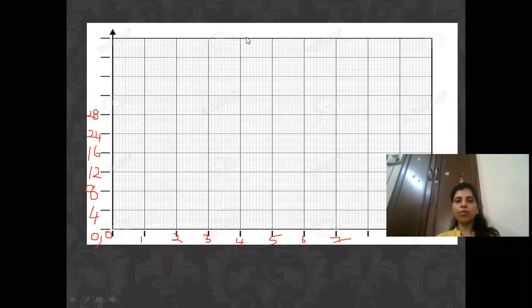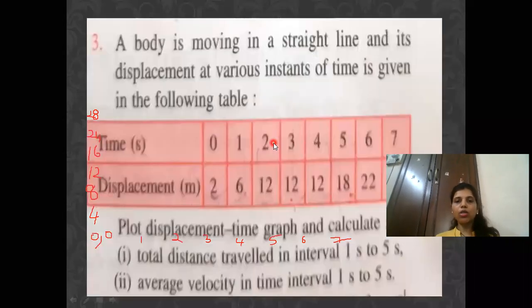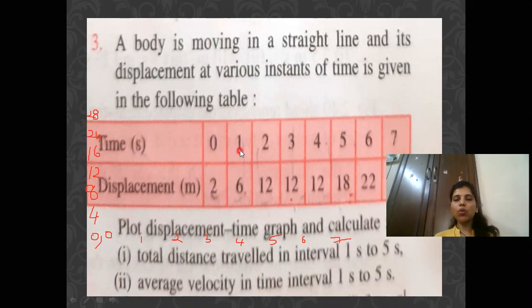So we'll see the reading once again, because you should know what exactly is given in the table. So here you can see 7 is 24, 6 is 22. So now we'll plot the points. So 0 is 2, 1 is 6, 2 is 12, till 4 it is 12. So let's go to the next slide.